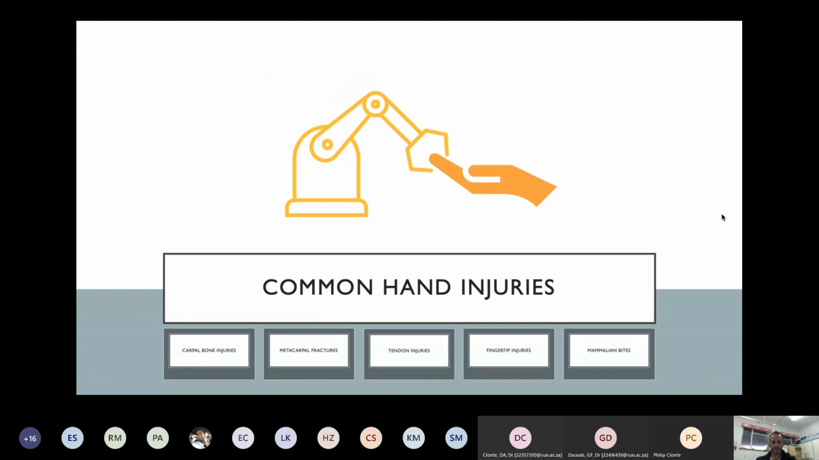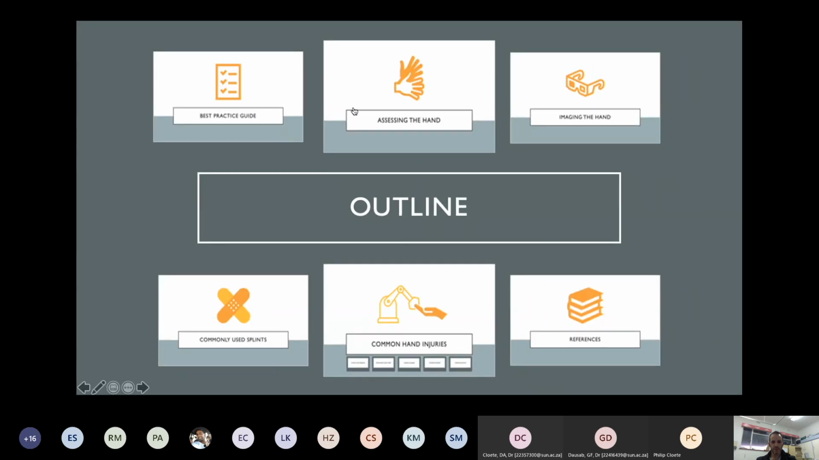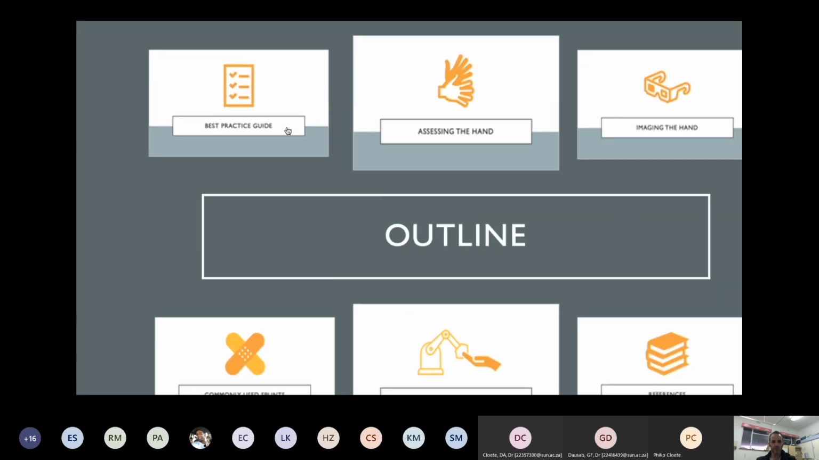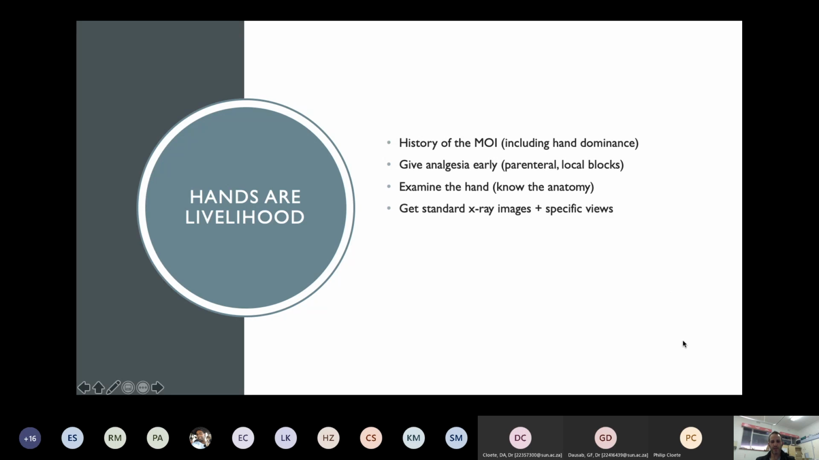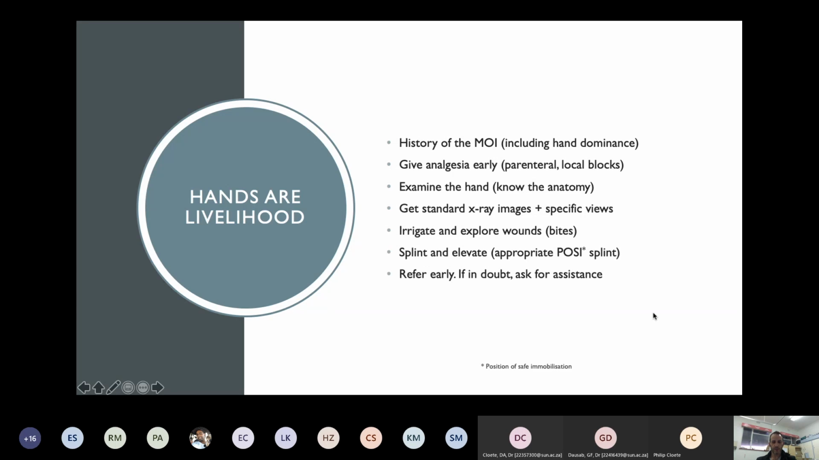All right, I think I'm going to end off there. Just to sum up, remember from our best practice, hands are livelihood. Always remember to get a mechanism of injury. Ask about hand dominance. Give analgesia early. Consider local blocks. You need to know your anatomy when you examine the hand. Always get x-rays and ask for specific views. Remember to irrigate and explore wounds, especially bites. Splint and elevate the limb. And when in doubt, ask for assistance if you're not sure, but always consider early referral.